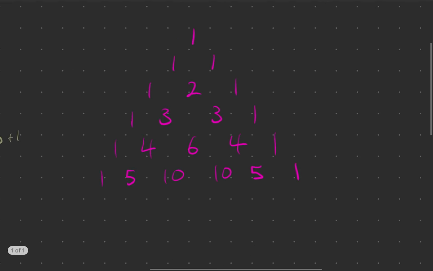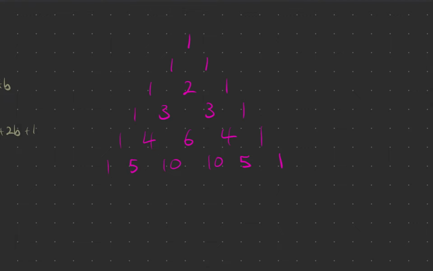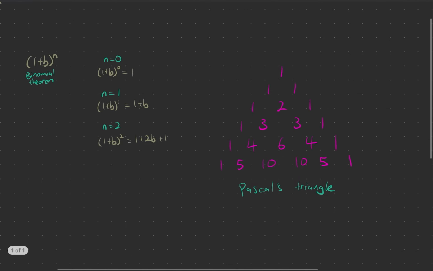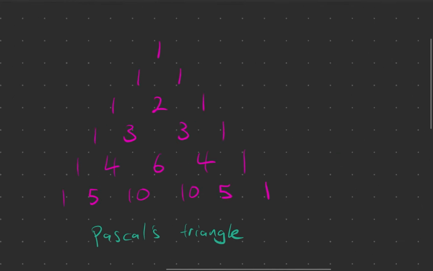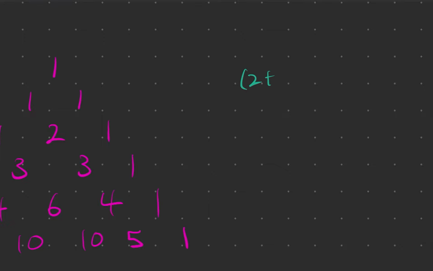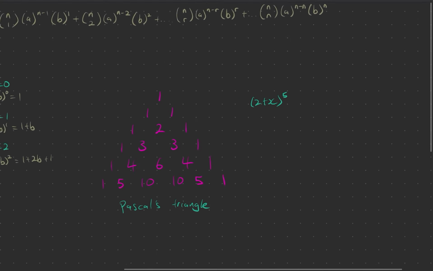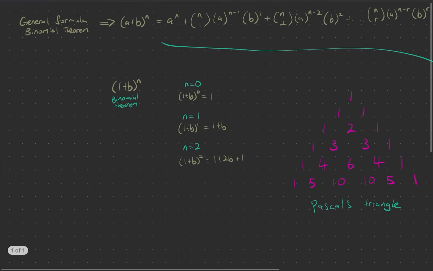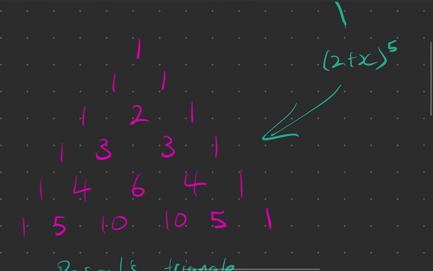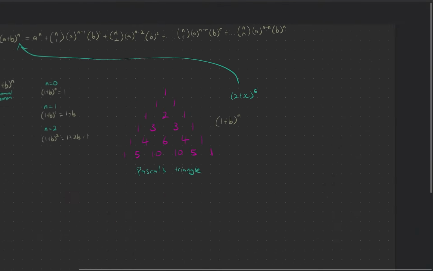So now we get this very nice looking triangle with a distinct looking pattern. So this triangle here, we call it Pascal's triangle. This triangle here can be used to find the coefficients of this binomial expansion. But for expansions like (2 + x)^5, we need to use the general formula for the binomial theorem. We cannot use Pascal's triangle to find the coefficients because Pascal's triangle only works for binomial expansions with 1 in it. Yes? Alright?